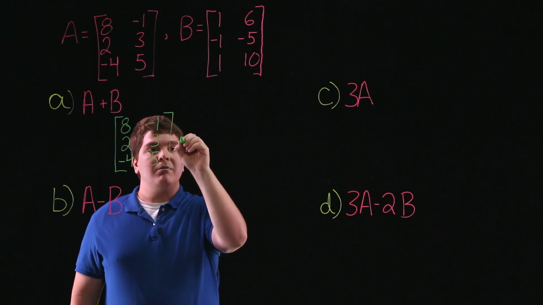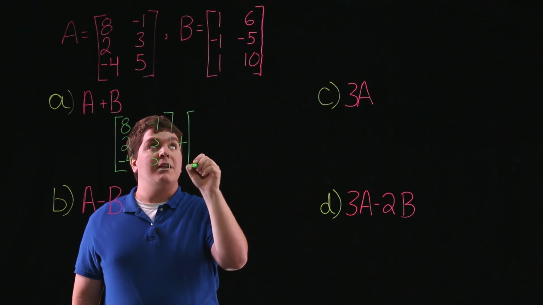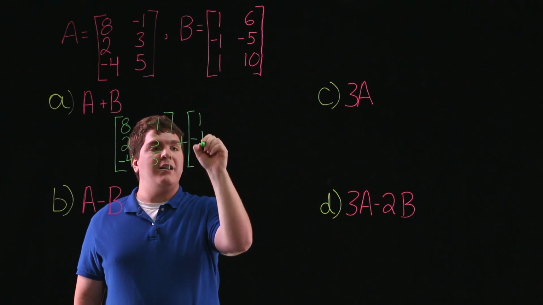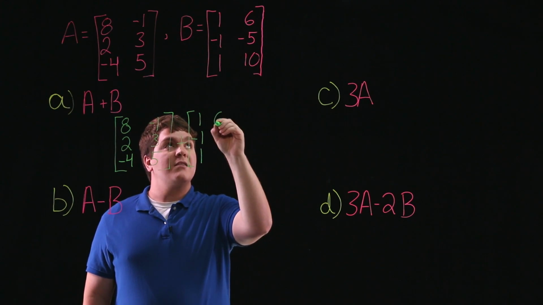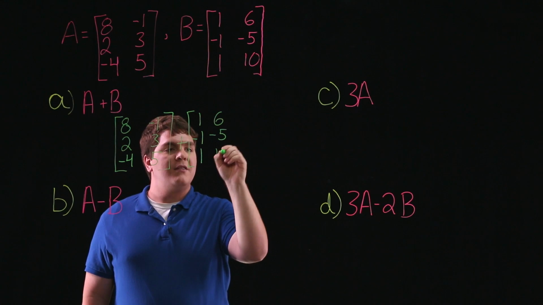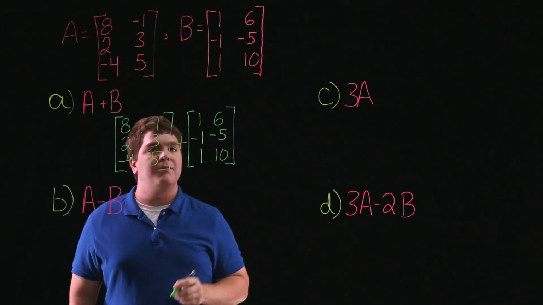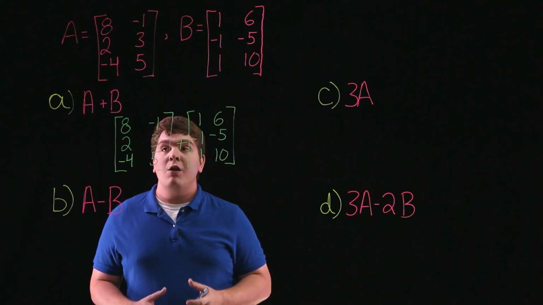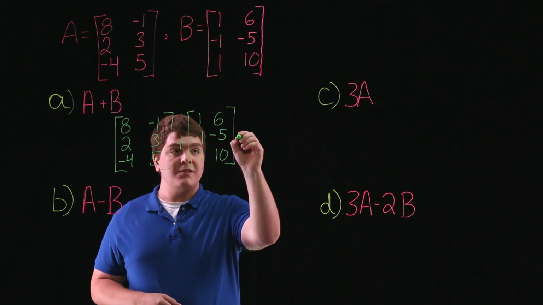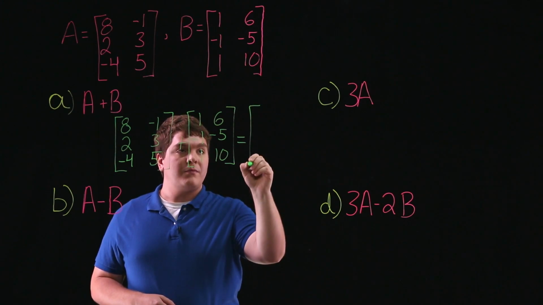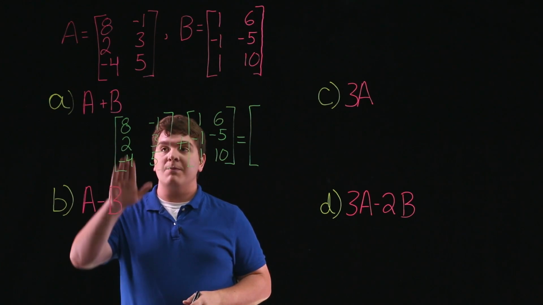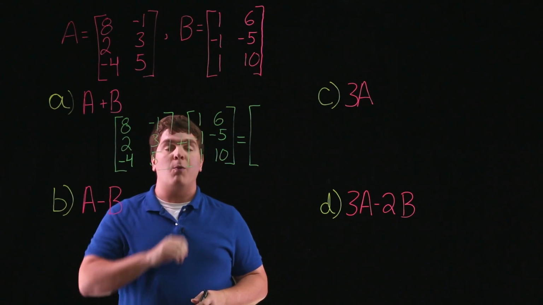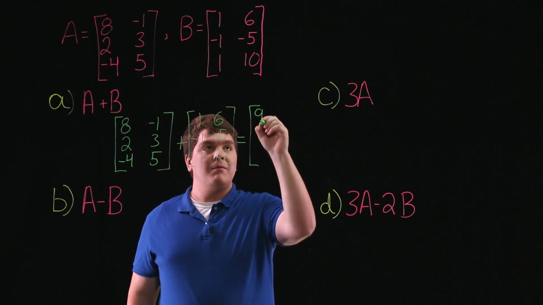And our matrix B is the matrix 1, negative 1, 1 down the first column, and 6, negative 5, 10 down the second column. Now to add two matrices, we just add the corresponding entries. So for instance, when we're looking at the first entry in our resultant matrix, it's going to be 8 plus 1, which is going to give us a 9.